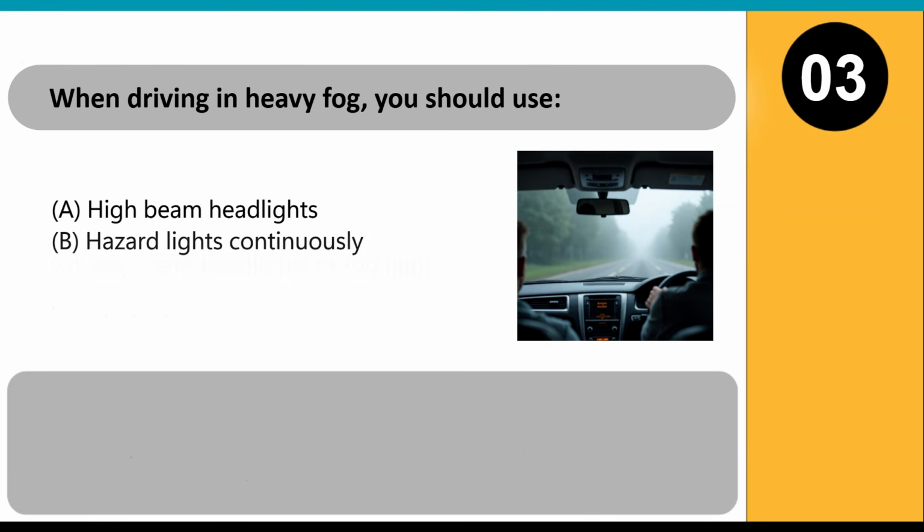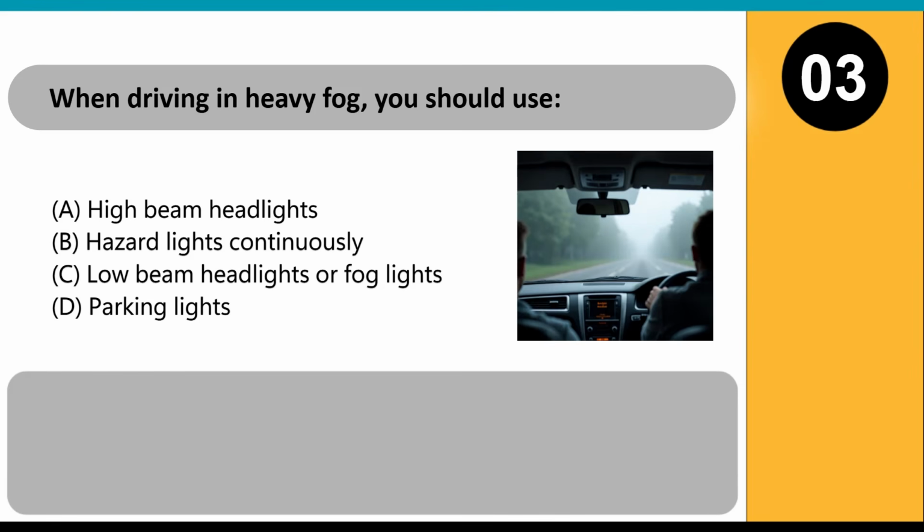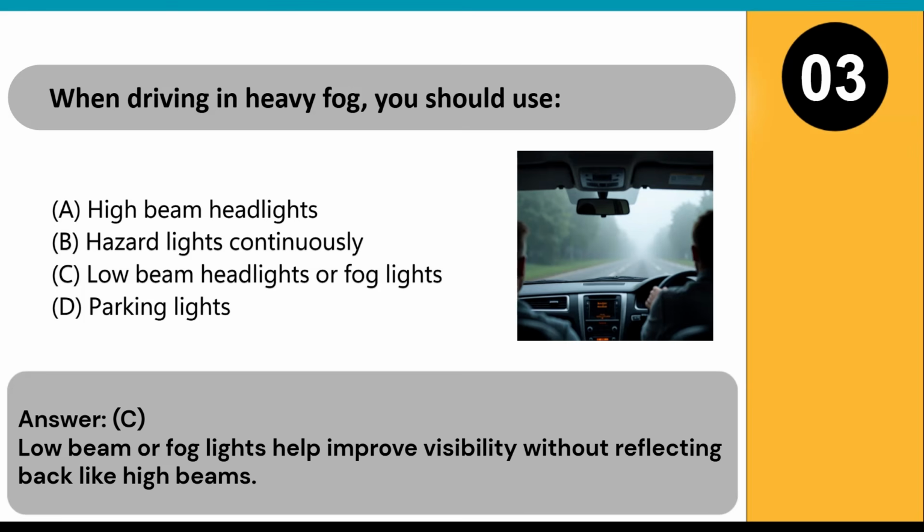When driving in heavy fog, you should use: A. High beam headlights. B. Hazard lights continuously. C. Low beam headlights or fog lights. D. Parking lights. Answer: C. Low beam or fog lights help improve visibility without reflecting back like high beams.